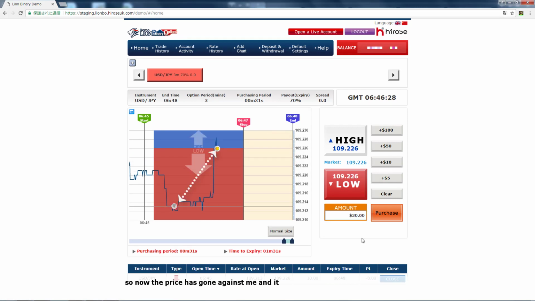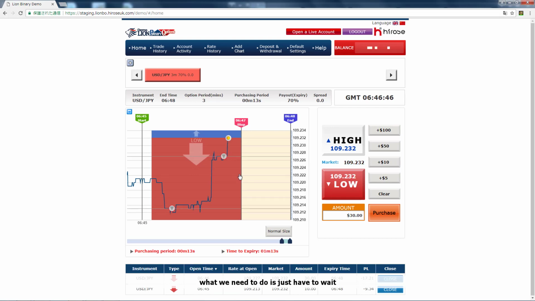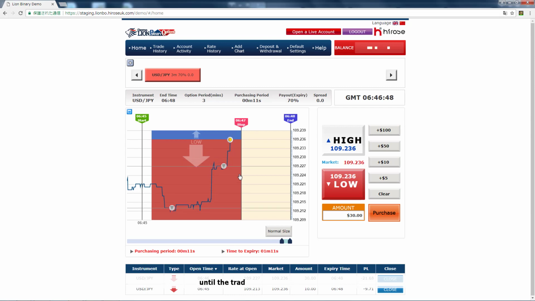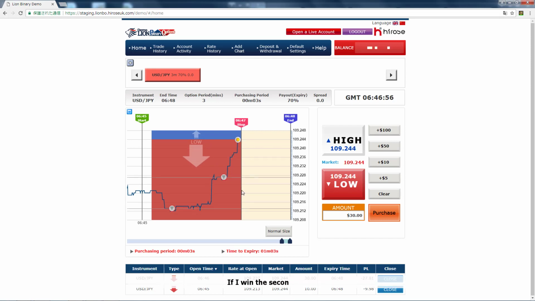So now the price has gone against me and it's quite far away, so I will make the second purchase with a triple amount of the first purchase. Alright, so now let's click on purchase. Alright, so the second purchase is done. So what we need to do is just wait until the trade expires to see the results. So now even if I lost the first purchase, I will still get money if I win the second.